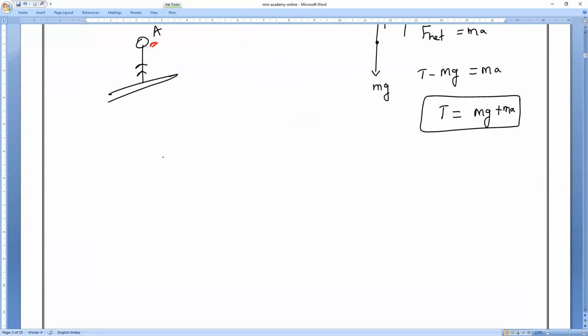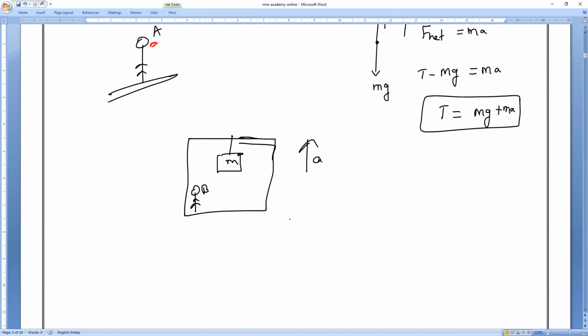Now, let us take the same observer, but now the observer is inside the lift along with the mass. The mass m is going upward with acceleration A. Now tell me, with respect to the observer inside, does m appear to be in a state of motion or state of rest? Rest. Rest means, in the sense of acceleration, what is the acceleration of m?